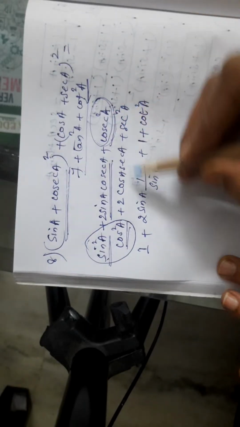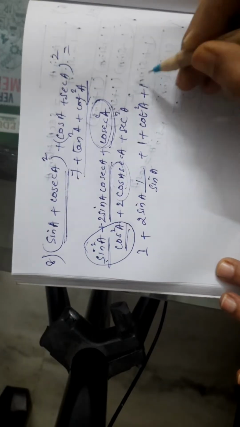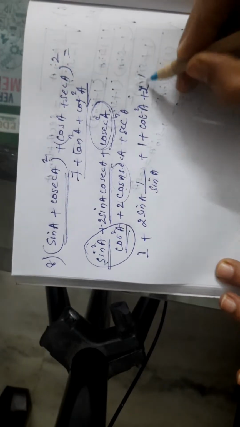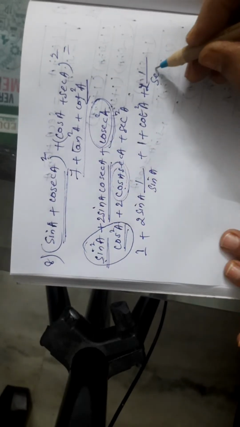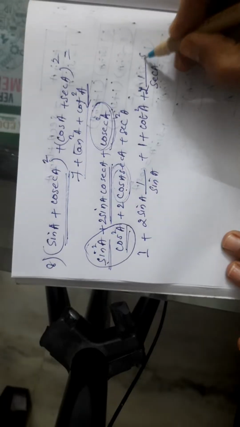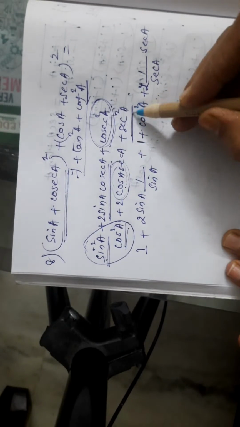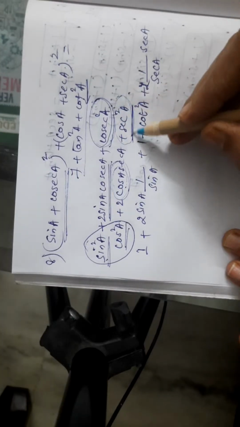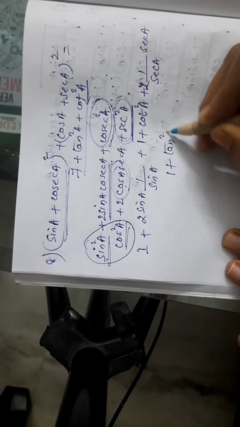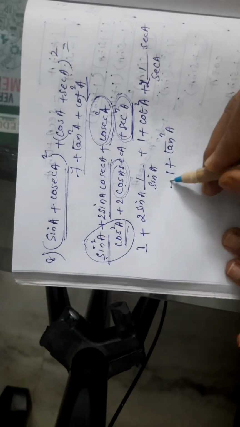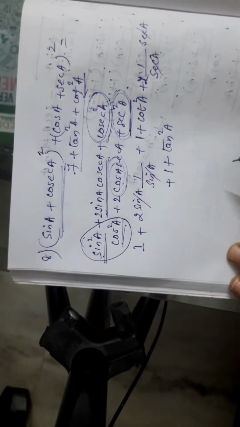In the same way, 2 cos A times sec A, where cos is 1 upon sec A, and sec A is already there. Now the last term sec square is there. Sec square is 1 + tan square, so replace this sec square with 1 + tan square A. Now the sine will get cancelled, and in the same way sec got cancelled.